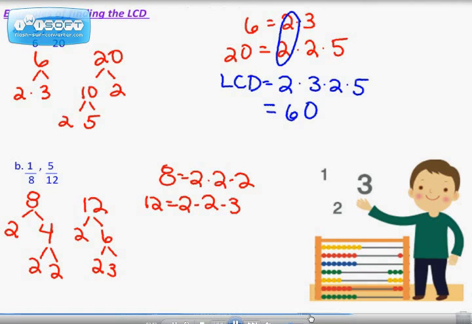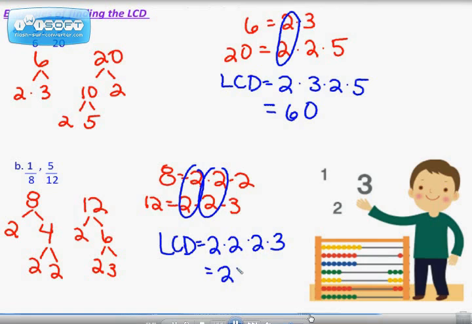This time, notice that my sets of prime factors have two common factors. They both have two 2's. So for my LCD, I'm going to take only one 2 from each group, and then multiply by the remaining 2 and 3. Multiplying those numbers together, my LCD for 8 and 12 is 24.